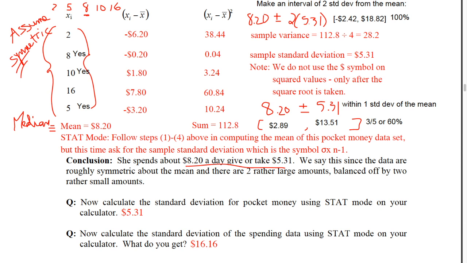Most of the observations, more than 50%, will be within 1 standard deviation. And then, depending on the numbers, you'd have to go 2 or 3. If it's a very spread out distribution, you might have to go 3 standard deviations.